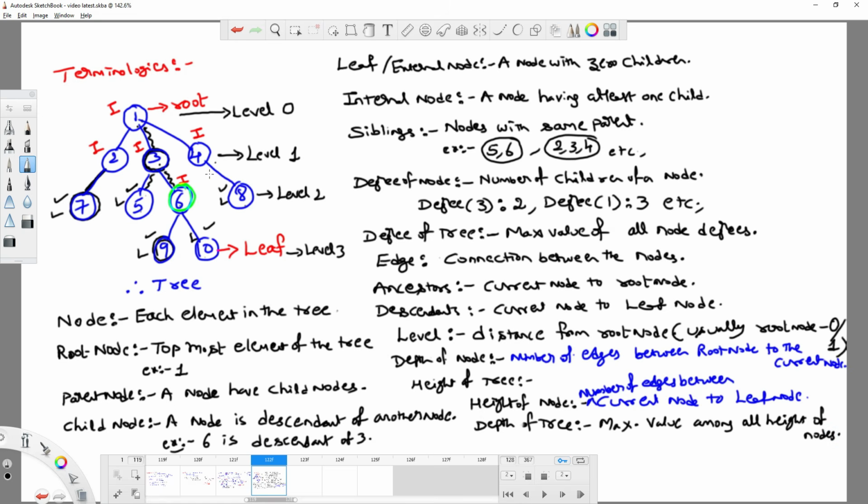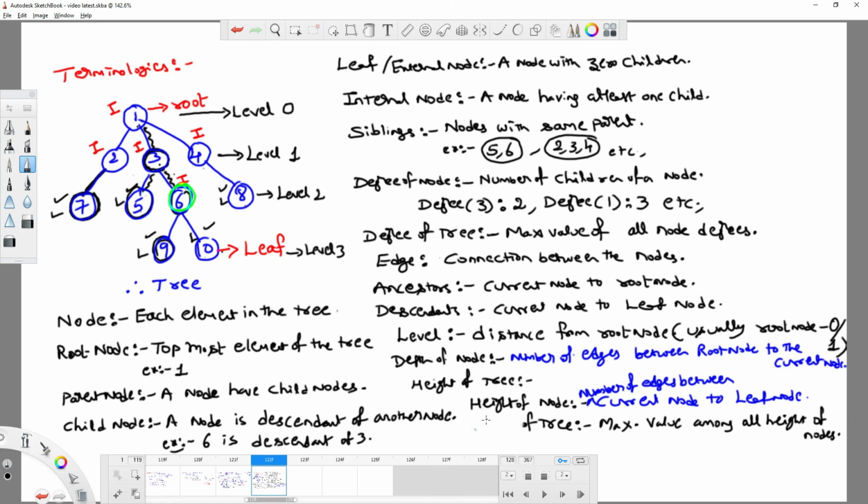We'll try to find out the height of 7, the height of 5, then the height of 6, height of 9, height of 10, height of 8, height of 2, height of 3, height of 4, and height of 1. And among all the nodes' heights, you will pick the maximum. Maximum, right?